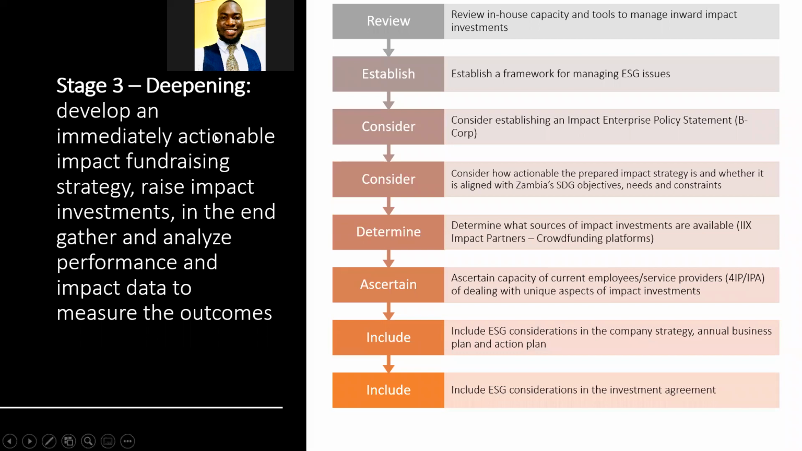Okay, so now we actually get to the third stage within the framework, which is deepening. Deepening will focus on developing an immediately actionable impact fundraising strategy, as well as raising impact capital. And in the end, under this stage within the ESG Toolkit, we get to gather and analyze performance and impact data to measure the outcomes, which is very important.